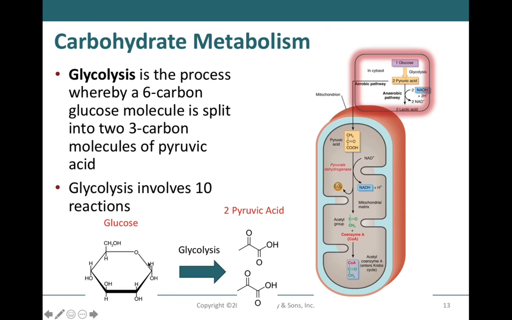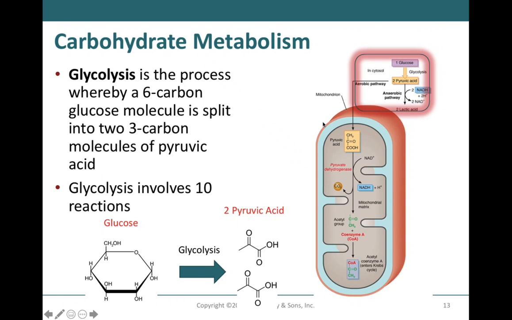Glucose has 6 carbons, and we're going to slice this molecule in half and give us 2 molecules of pyruvic acid, which will each have 3 carbons. So we're basically just taking glucose and slicing it in half. Glycolysis is going to include 10 reactions and occur in the cytosol of our cells. And that is shown here on this picture right here.